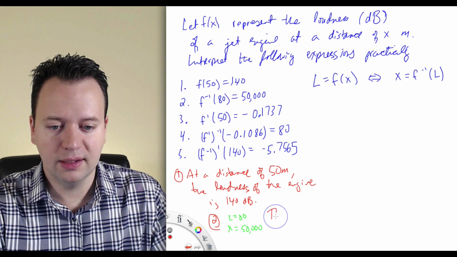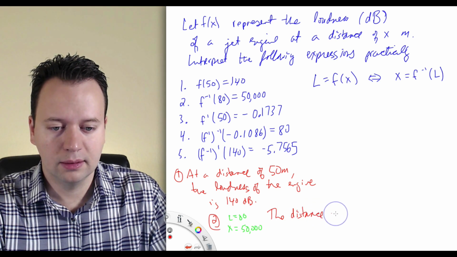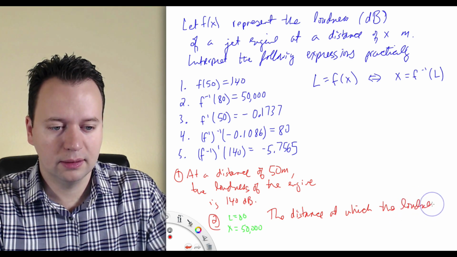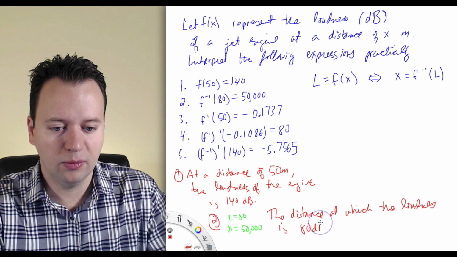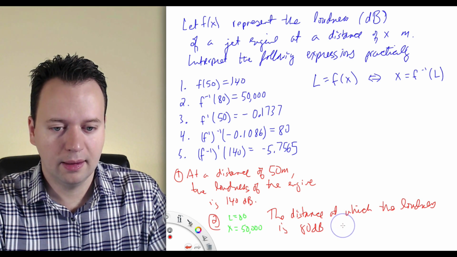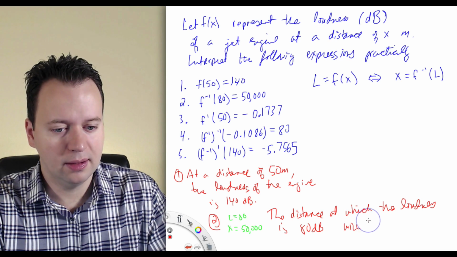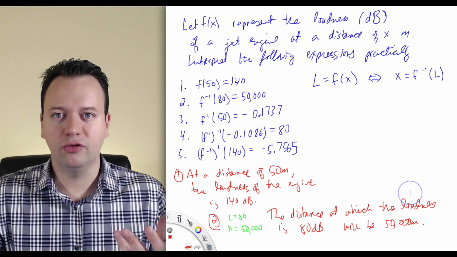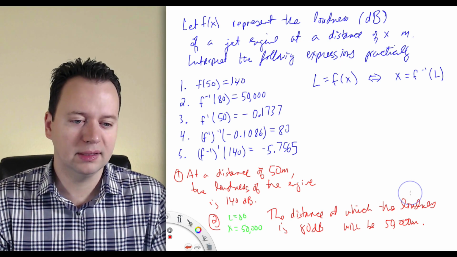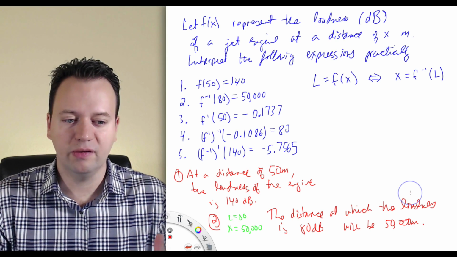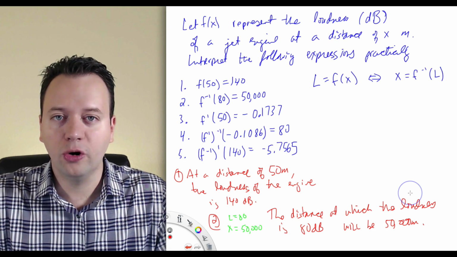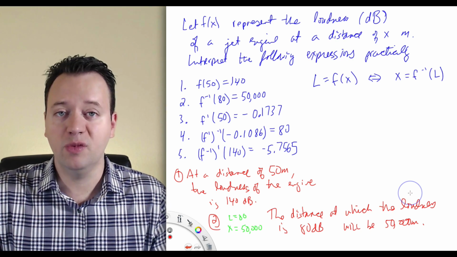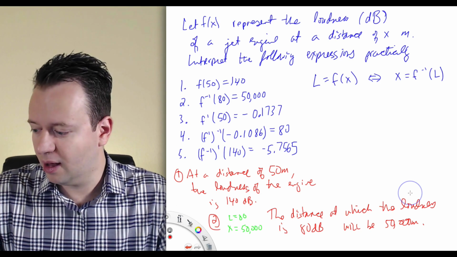So we can say the distance at which the loudness is 80 decibels will be 50,000 meters. Remember, once you get the idea, you can rephrase and say, okay, was this really how I would say it? The distance at which the loudness is 80 decibels will be 50,000 meters. You can say, in order for the engine to be only 80 decibels loud, you have to be standing 50,000 meters away. I think that's probably the best way to approach it.